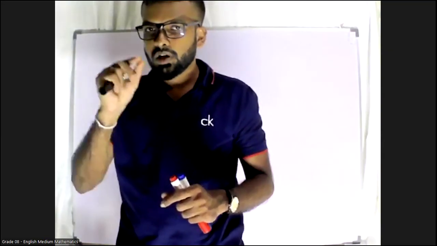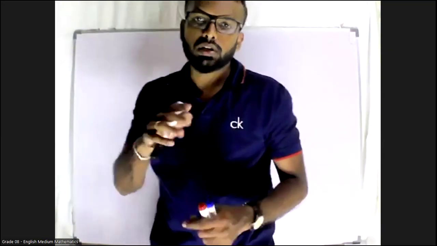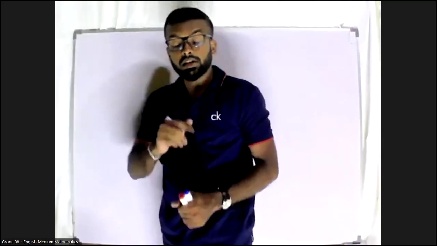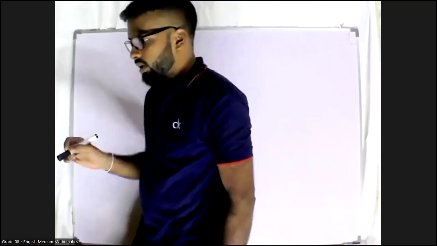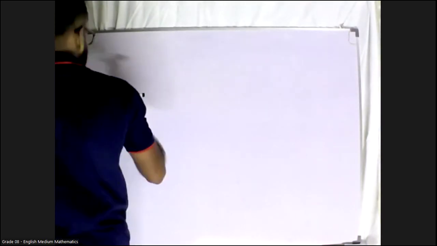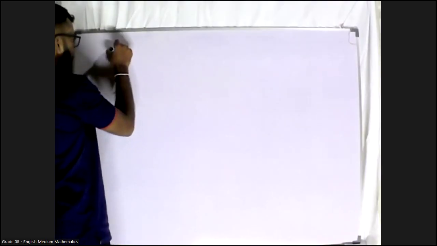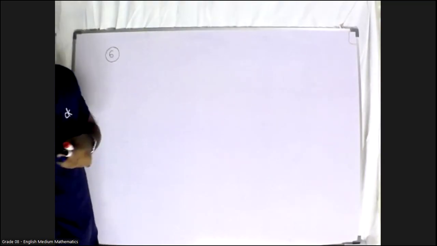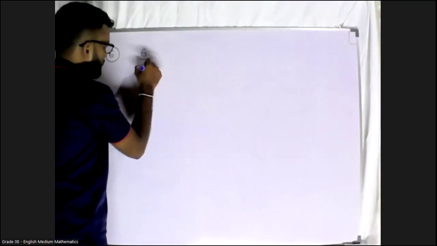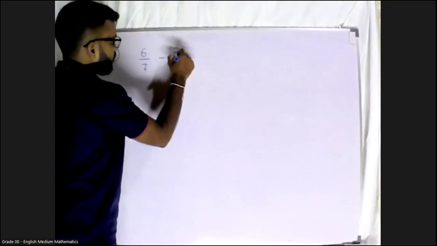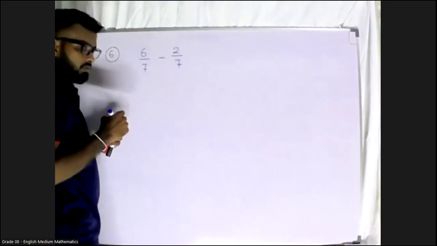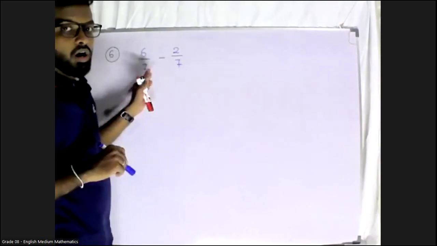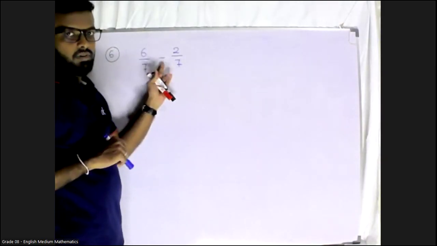I am going to just give you a brief knowledge refreshing about grade 7 and 6, right? So let's do question number 6, part 1. Now look at the board. So 7 minus 2 over 7, right? So these are the fractions that you have to get the subtraction of.